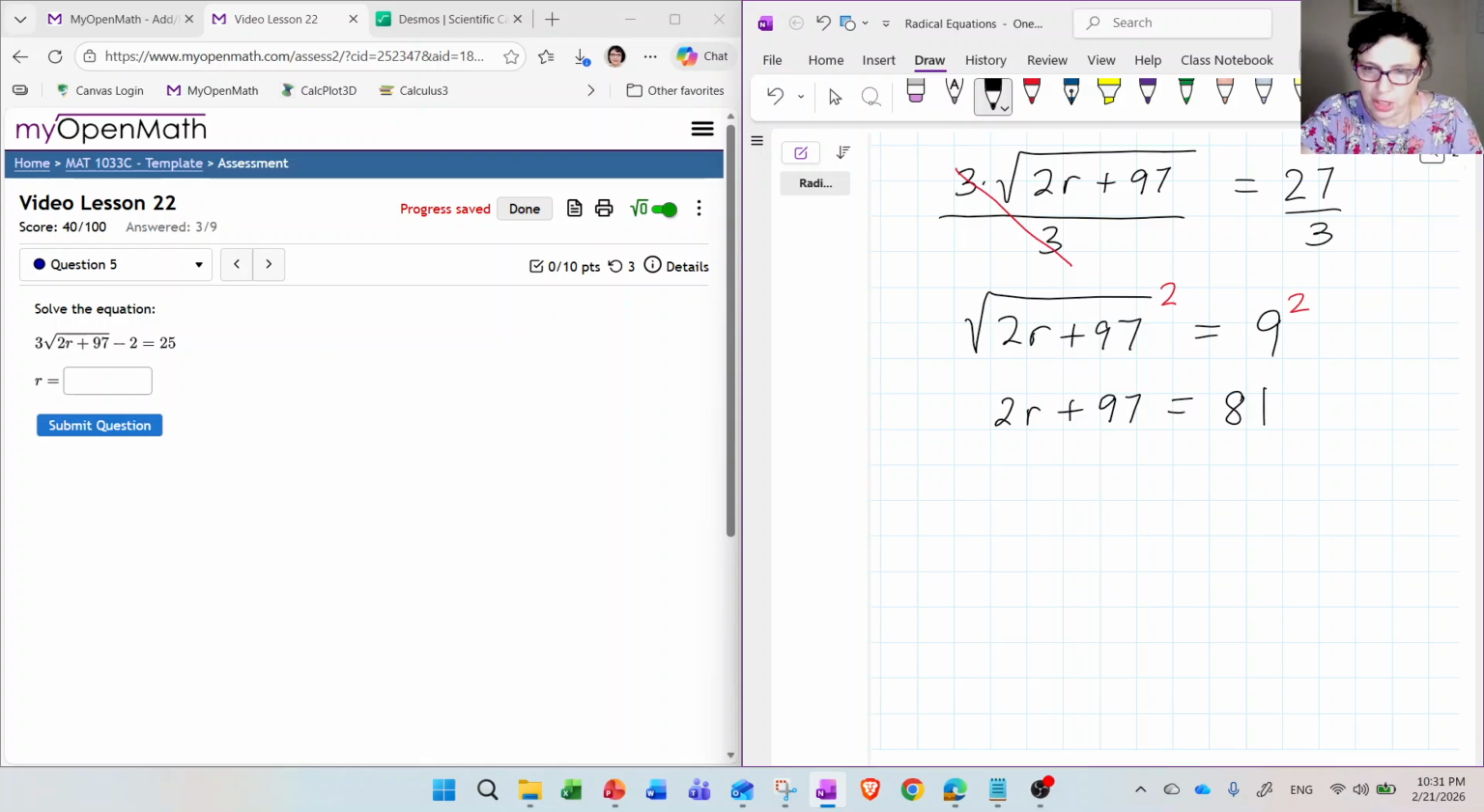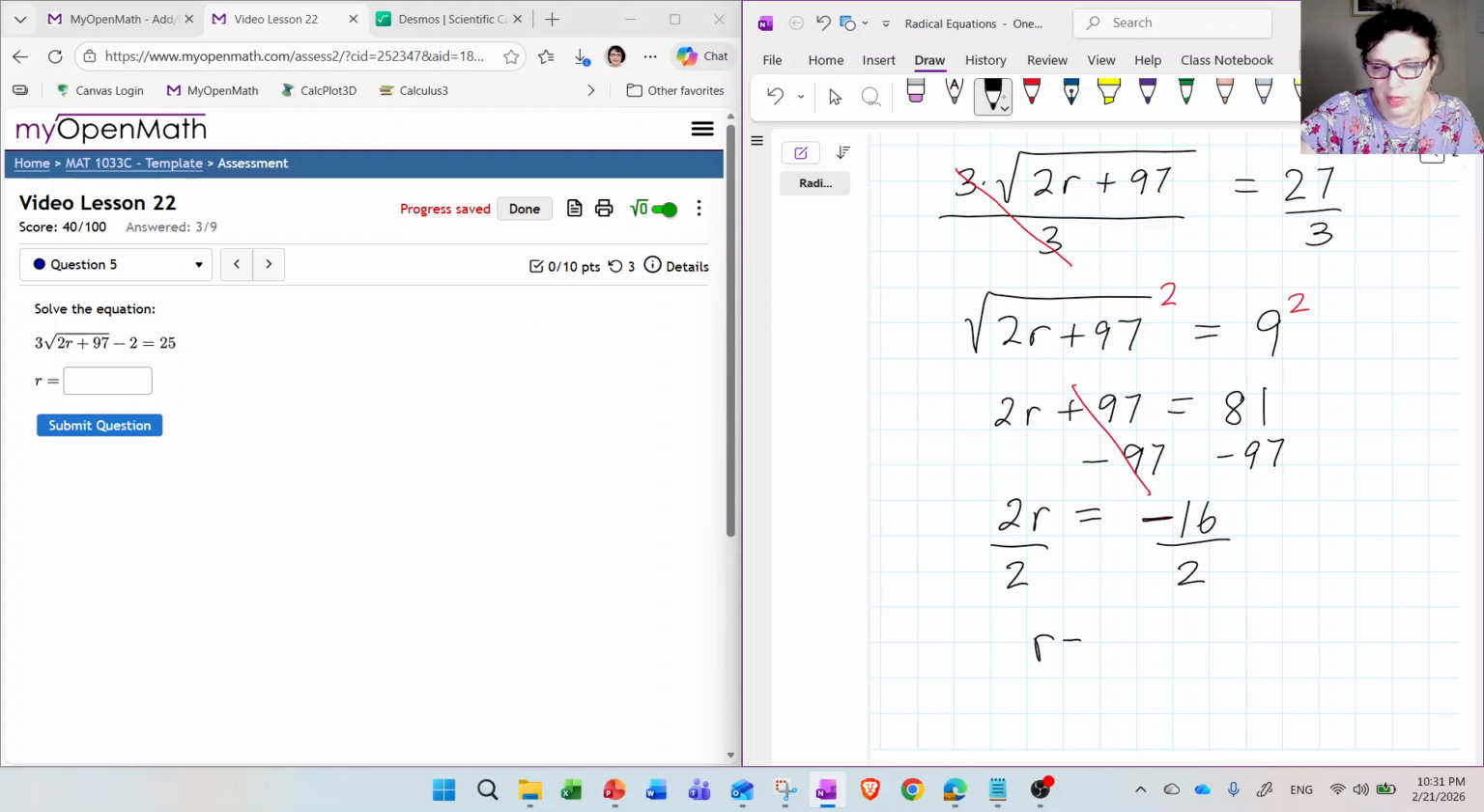Okay, so now this is a linear equation which we should be able to solve for the unknown by first subtracting 97 from both sides. We're going to get 2r, right? We're going to cancel that 97 on the left-hand side. On the right-hand side, we will have 81 minus 97. Now, you can use a calculator, but I think this is going to be negative 16, because 97 minus 81, yeah, it's negative 16. Then we're going to divide both sides by 2, and that'll give us r equals negative 8.